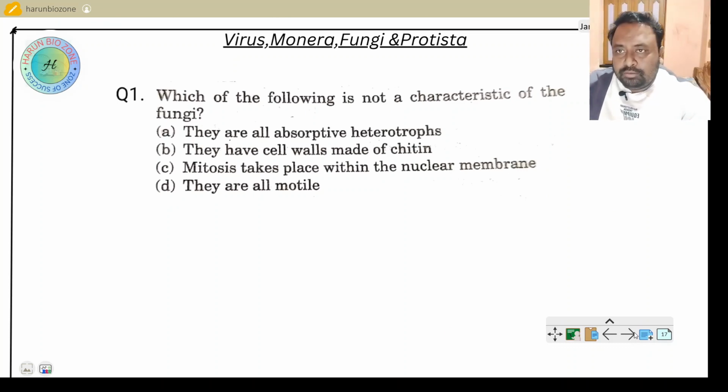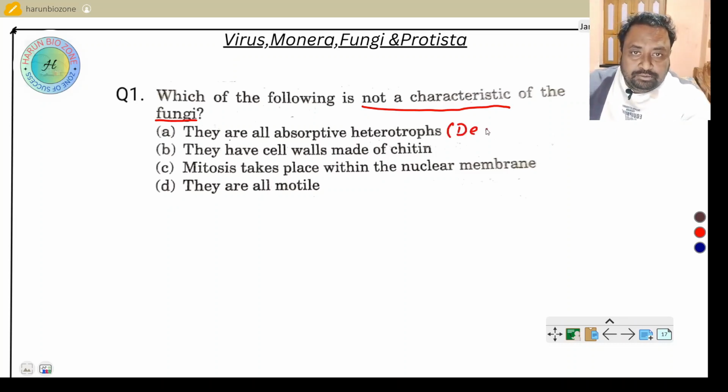The first question of this video is, which of the following is not a characteristic of the fungi? Not characteristics means specific features that are not applicable to fungi. They are all absorptive heterotrophs, right? Absorptive means they decompose the food, then absorb it. They have a cell wall made of chitin, right?